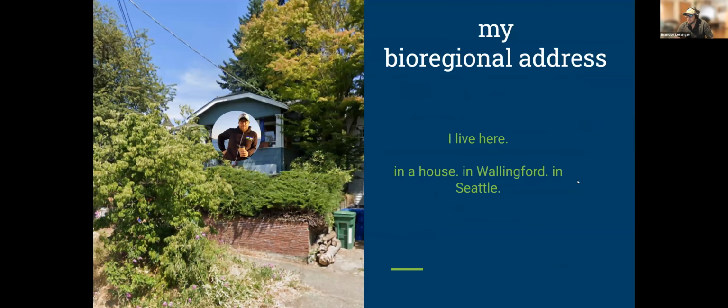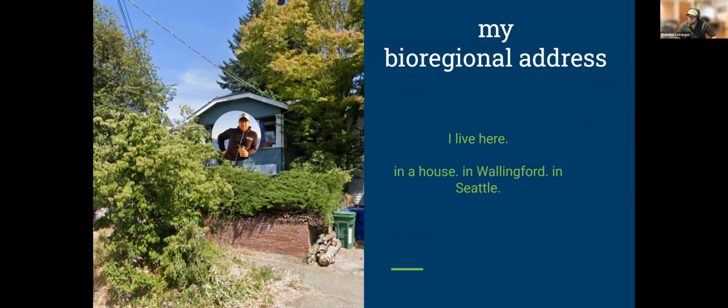To start, I just want to give a bioregional address. I think this is a nice little thing that we can all do, which is to start to know where we live. I live here in a house in Wallingford in Seattle. Currently, I'm also living with Joe, Penny, Stephen, and Elite, and Joe's daughter Elise, while they're staying with us.